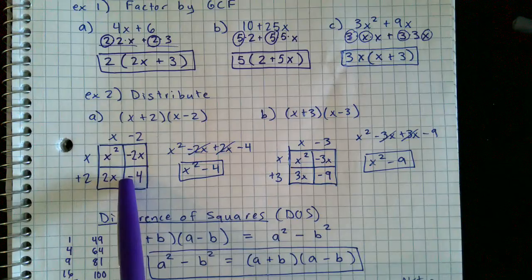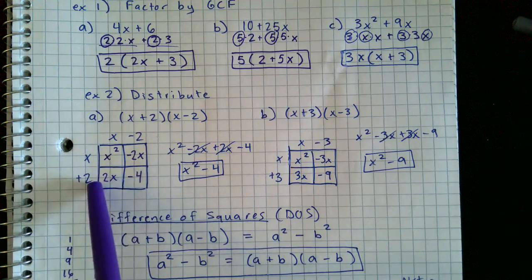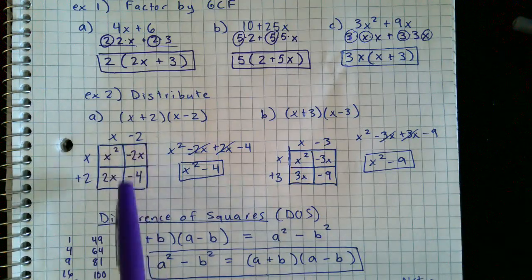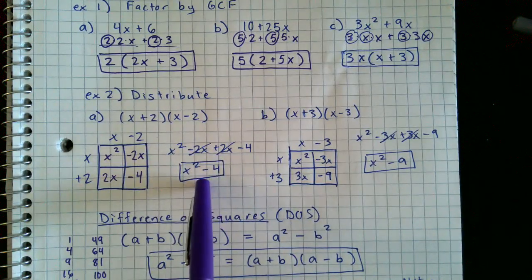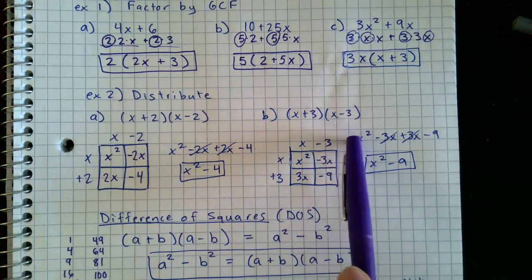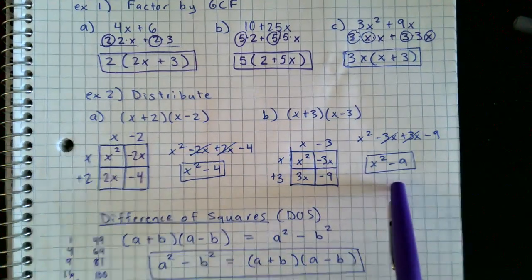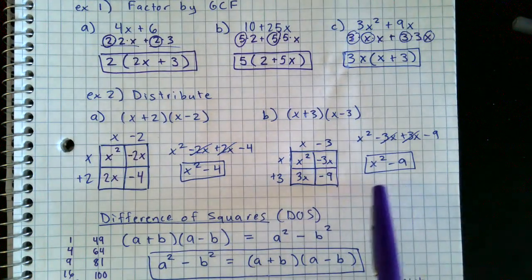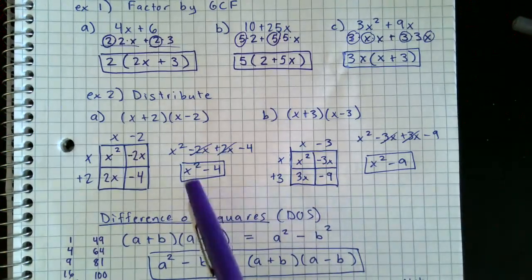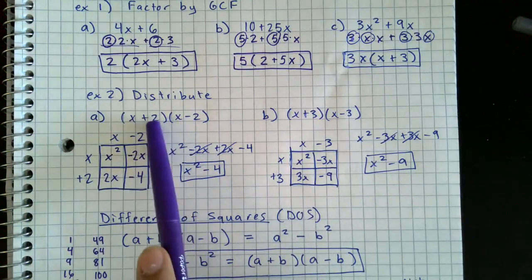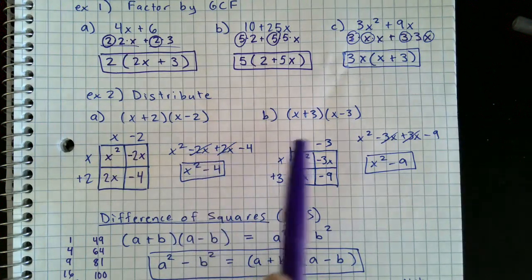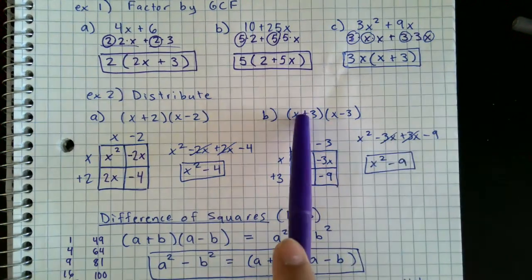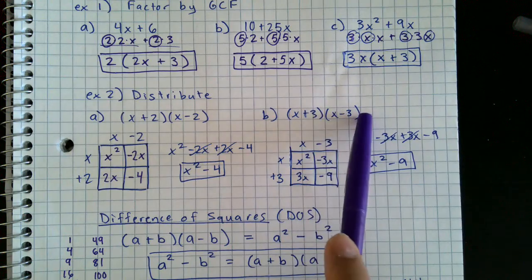You may have learned it as a box method. X plus 2, x minus 2. You multiply it out, the middle terms cancel out, and then you get x squared minus 4. Same thing with x plus 3, x minus 3. You get x squared minus 9. Okay. From here, we realize that there's a pattern. If you distribute a positive and a negative of the same number, the middle terms cancel out. They always cancel out. Okay, if you have a positive and a negative of the same number.